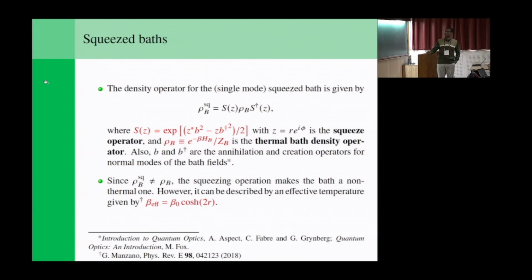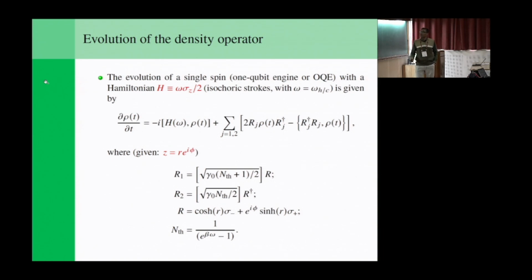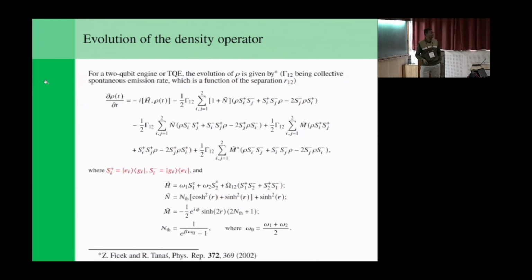And yet we know that the effective inverse temperature can be determined in terms of the actual inverse temperature of the thermal bath in the absence of squeezing. Beta naught is the inverse temperature of the thermal bath, and we can get this result, which has been derived in this. And these are the evolutions for which we have used the Lindblad equations. I will not get into the details of this. And similar equations can be obtained for the 2-qubit system. For 1 qubit and 2 qubit, we have the Lindblad equation for both.